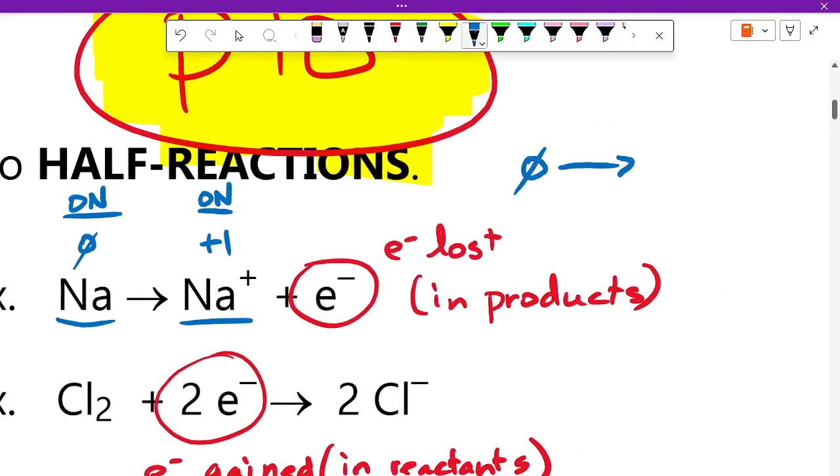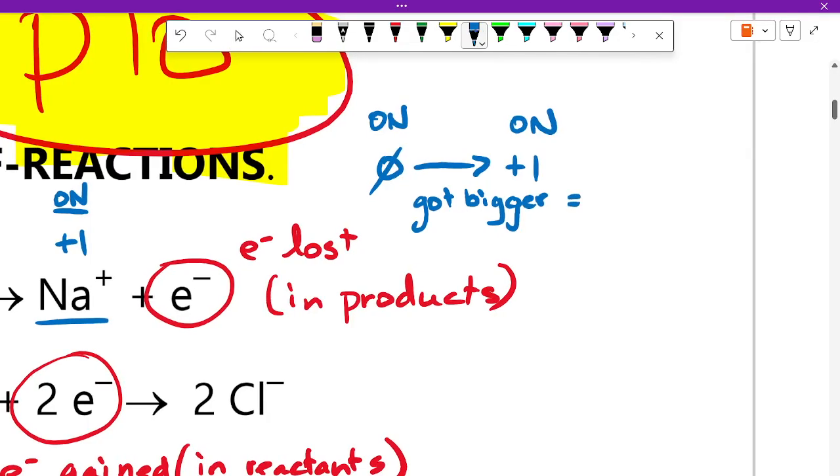to +1, what happened to the oxidation number? The oxidation number got bigger, higher, okay? And if the oxidation number gets bigger, that is oxidation. Does that kind of make sense? The oxidation number gets bigger, it is more oxidized. Yeah? The other one makes even more sense, because let's look at what happens in our other half reaction.